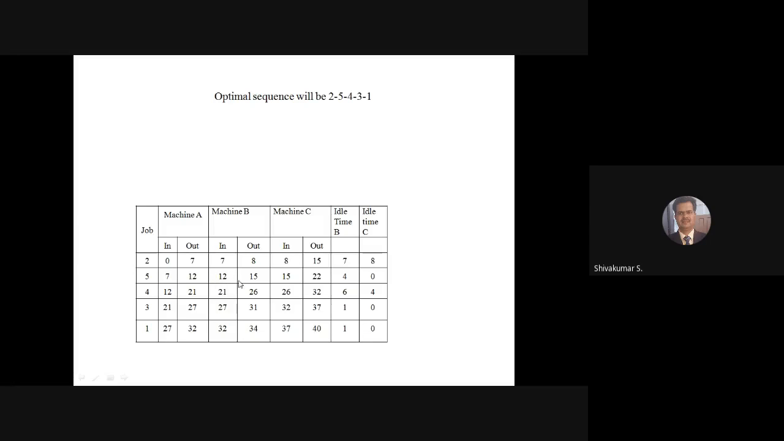So 12 plus 3, 15. Machine B out 15. It's coming directly at 15 here, so 15 plus 7, 22. So no idle time, because 15 out, 15 in. So no idle time for machine C here. Remember, this second step is very important. Time in 7 minutes, processing time 5 minutes, so 7 plus 5, 12.